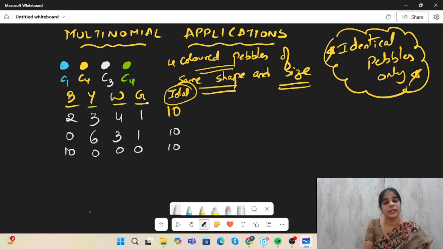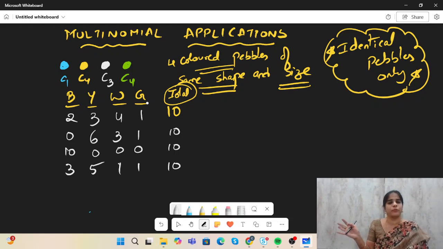Or I can select 3 blue and 5 yellow and 1 and 1. That still makes a 10, right? So my question is, you pick up any number of pebbles that you can collect of any of these four colors given to you, such that I need only 10 pebbles. So different combinations is what you will be getting, right? So how to identify or how to notate this is what we are going to learn now.